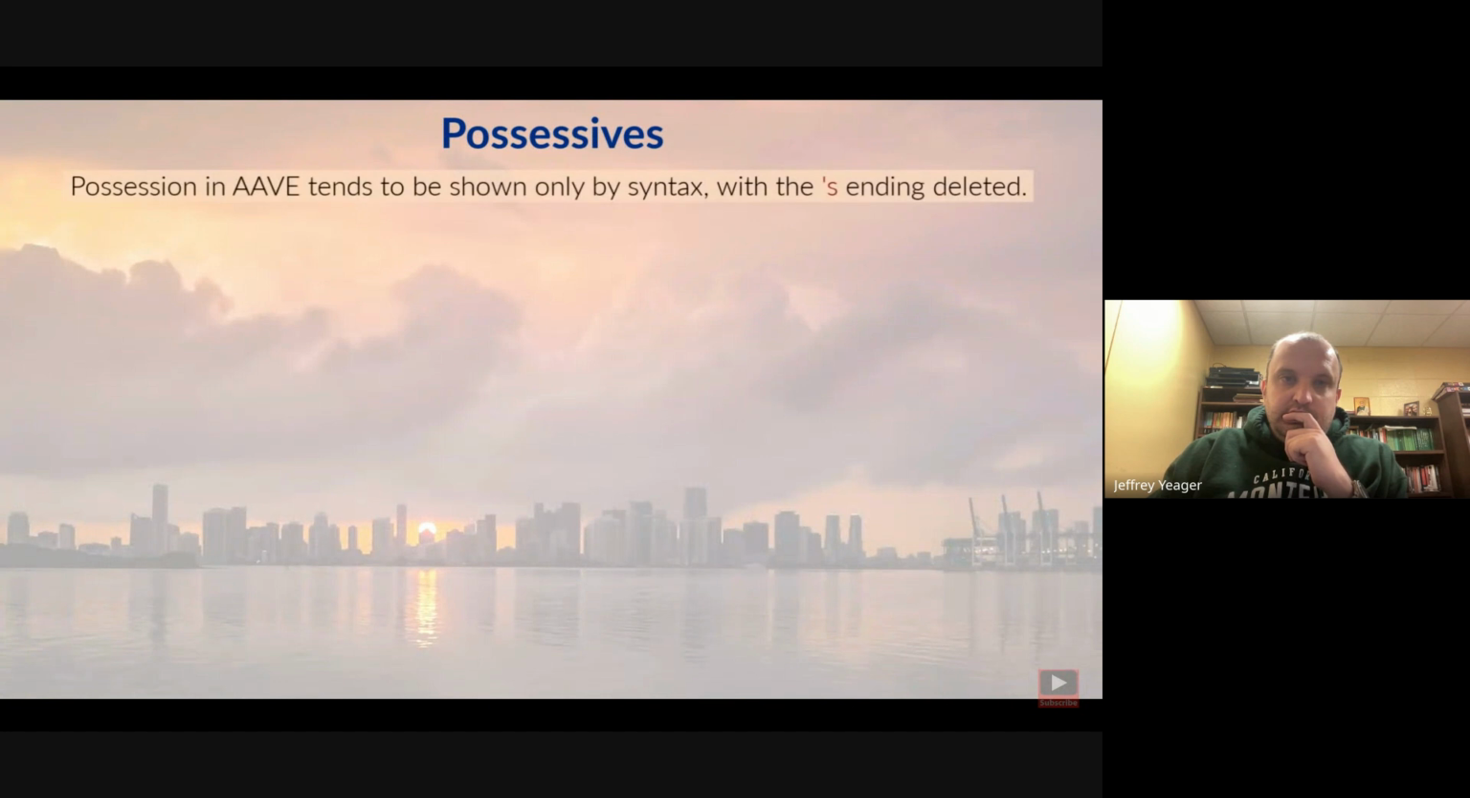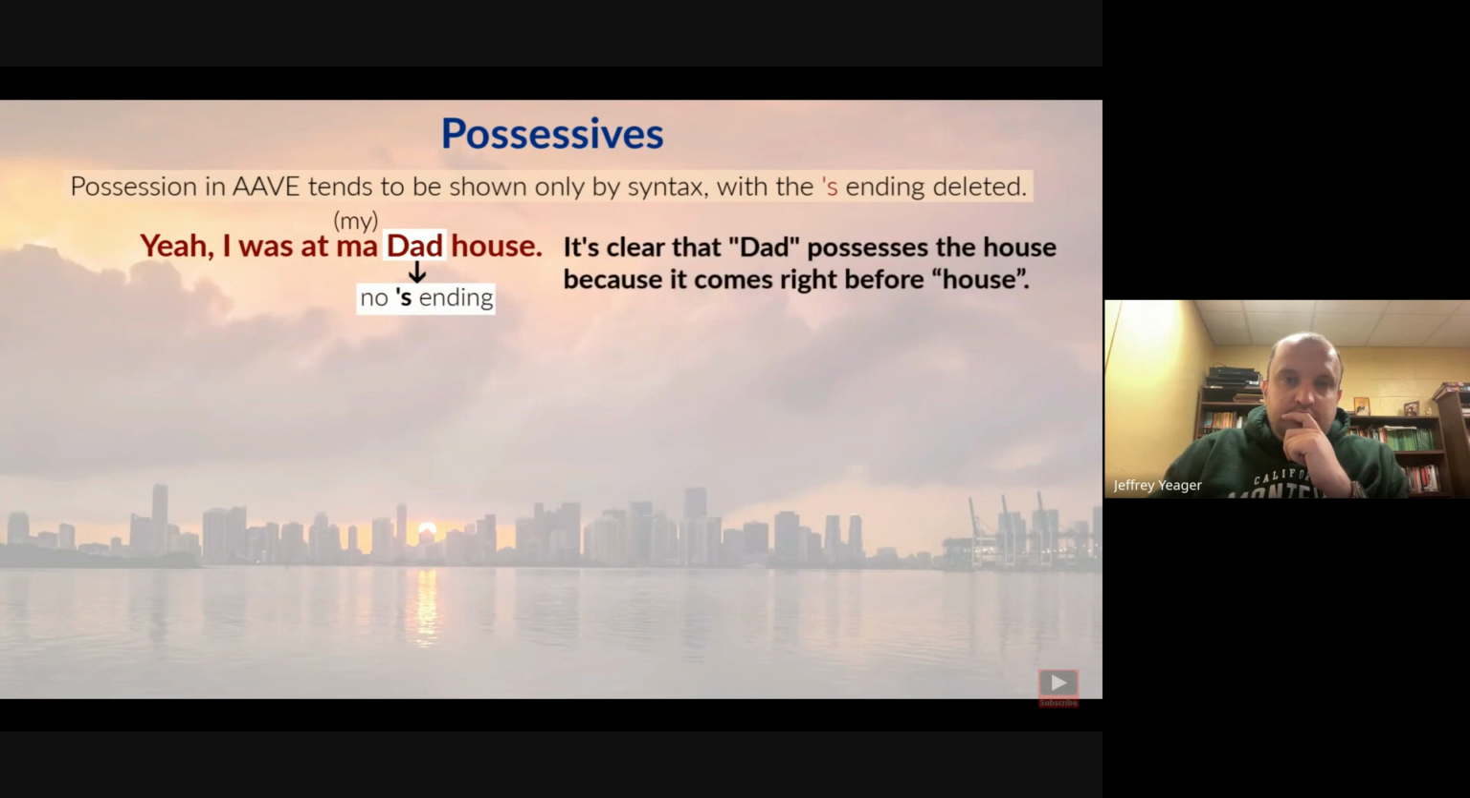Possessives. Possession in AAVE tends to be shown by syntax, with the apostrophe s ending deleted. For example, Yeah, I was at my dad house. Notice that the word dad has no apostrophe s ending, but it's clear that dad is the one who possesses the house, because dad comes right before house in the sentence.